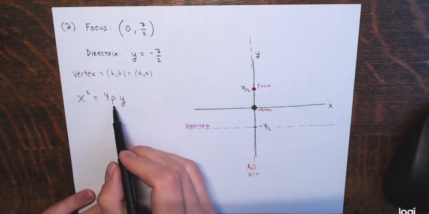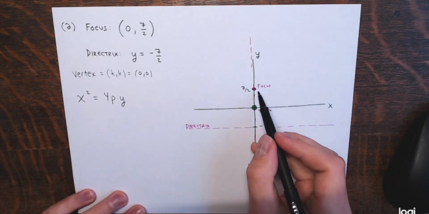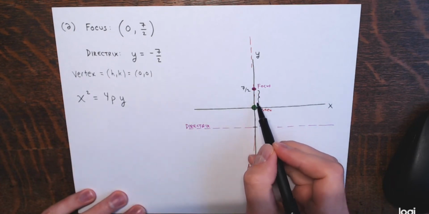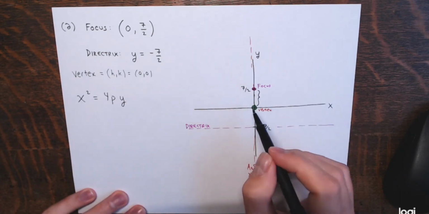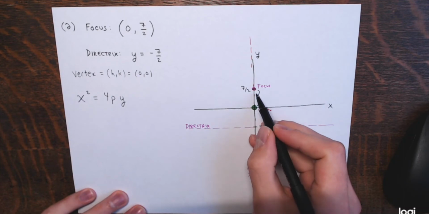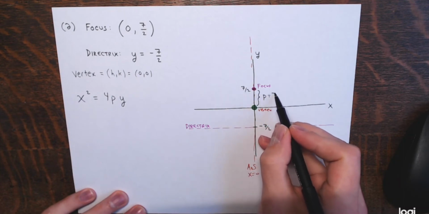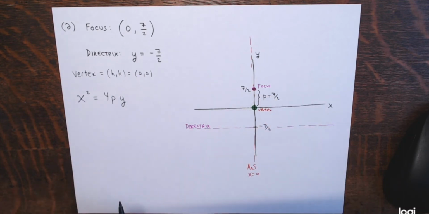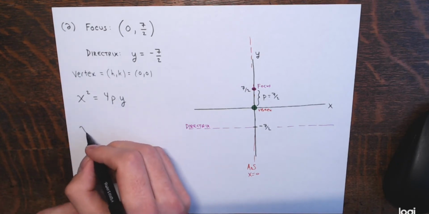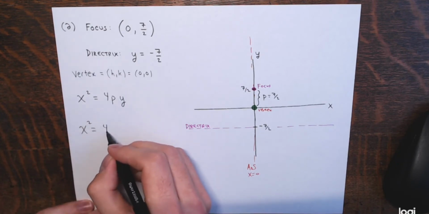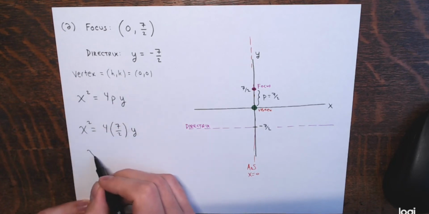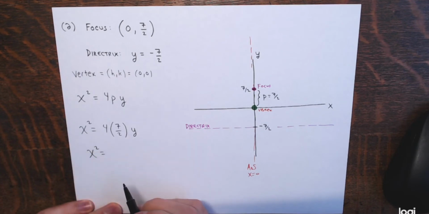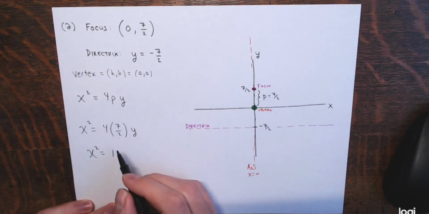So now I just need to find this p, and that comes from, how do I get from the vertex to the focus? And when you're going vertically, going up is positive, going down is negative. From the vertex to the focus is up 7/2 units. Right, so p equals positive 7/2. So we pop that in. x squared equals 4 times 7/2 times y, and then simplify this. The equation for the parabola being described to us is x squared equals 14y.